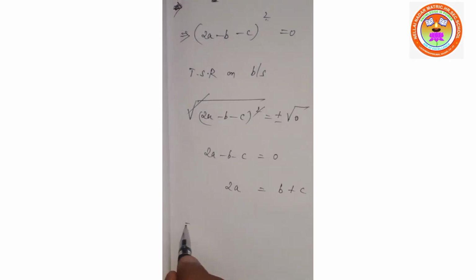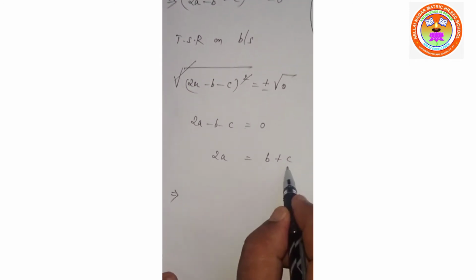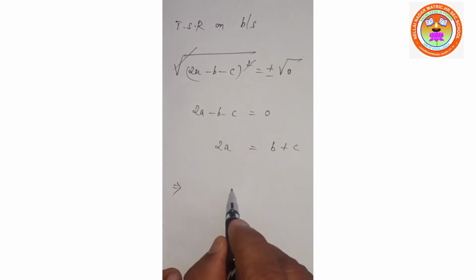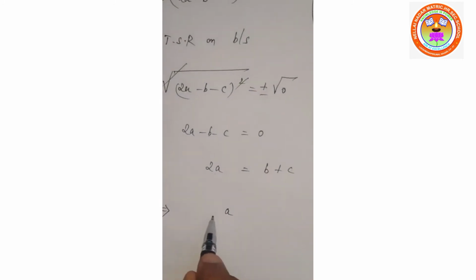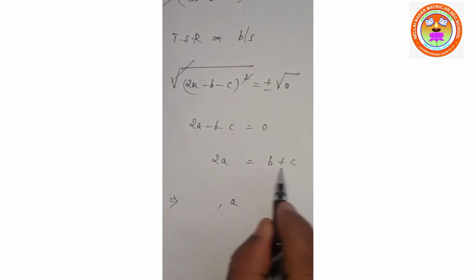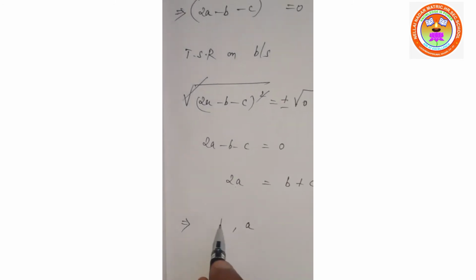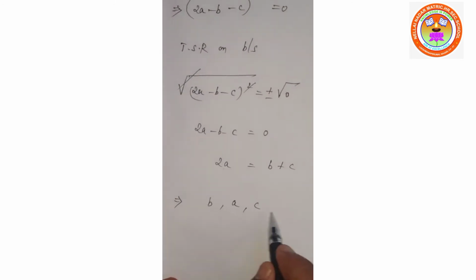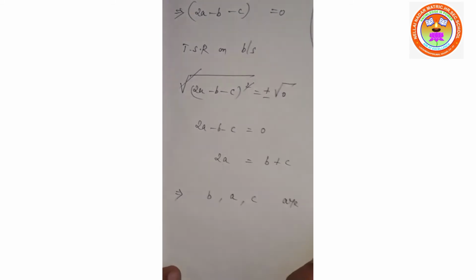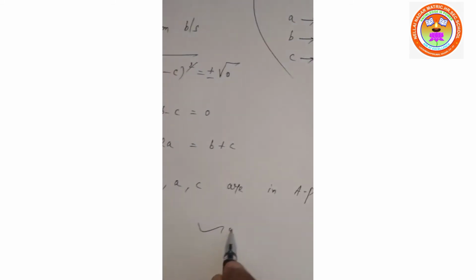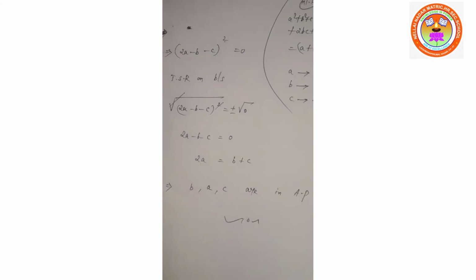Already told you, if 2a equals b plus c, since 2a is there, write a in the middle. What are the two variables in the right hand side? b and c. b first, c last. b, a, c, or not: we have proved b, a, c, or not.